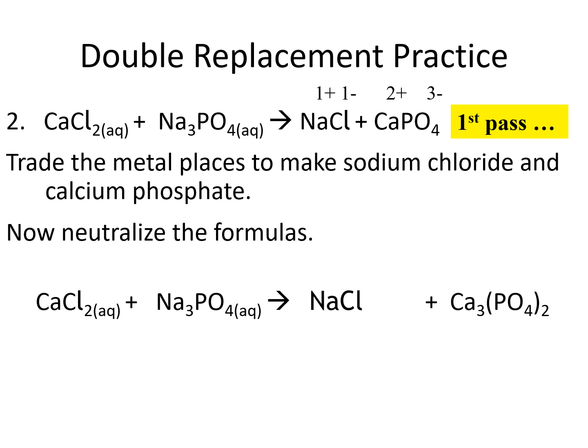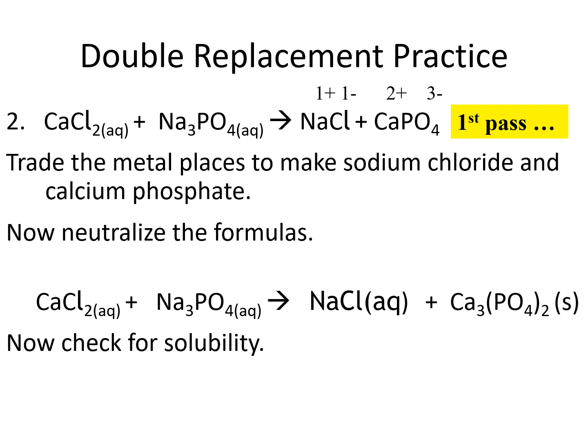If you check the solubility rules now, you'll find that the sodium ion in sodium chloride is always soluble, so it fits Rule 1. But the phosphate ion is insoluble, and so that is going to become a solid, and so this is a valid reaction. Now we need to balance it. We see 3 calciums on one side and only 1 on the other side.